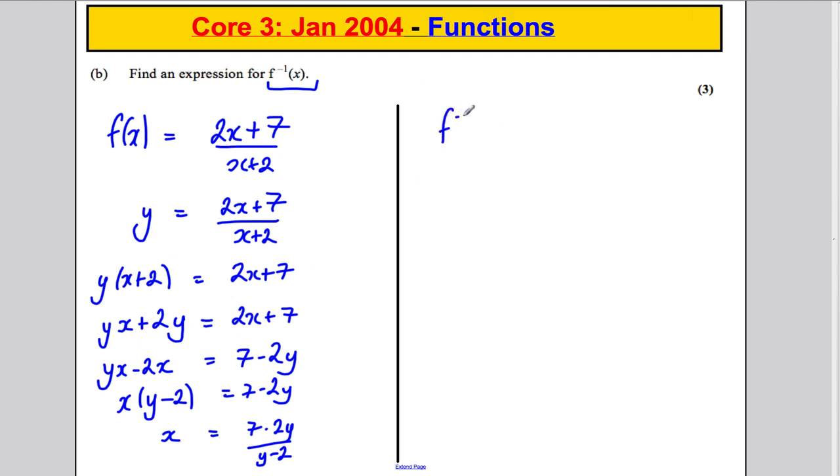You can state that therefore f to the minus 1 of x is 7 subtract 2x, all divided by x subtract 2. And you're done.